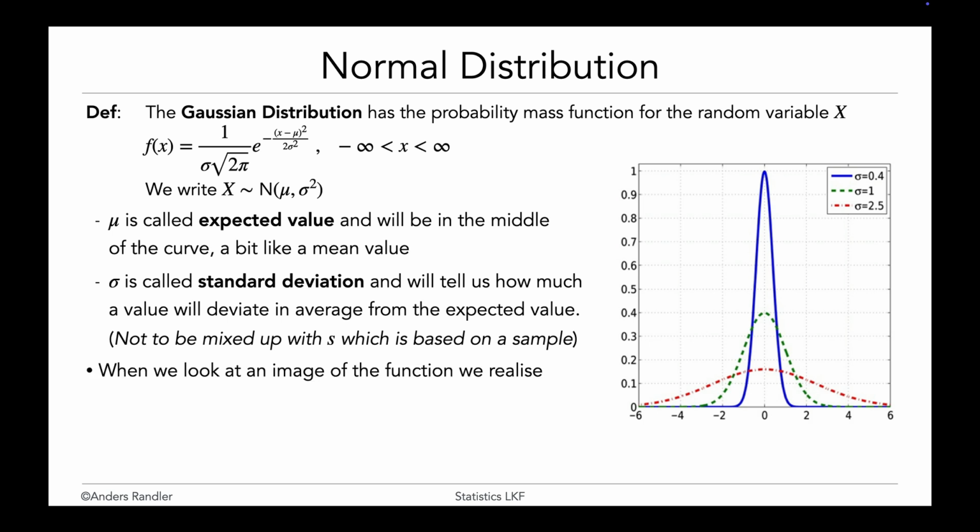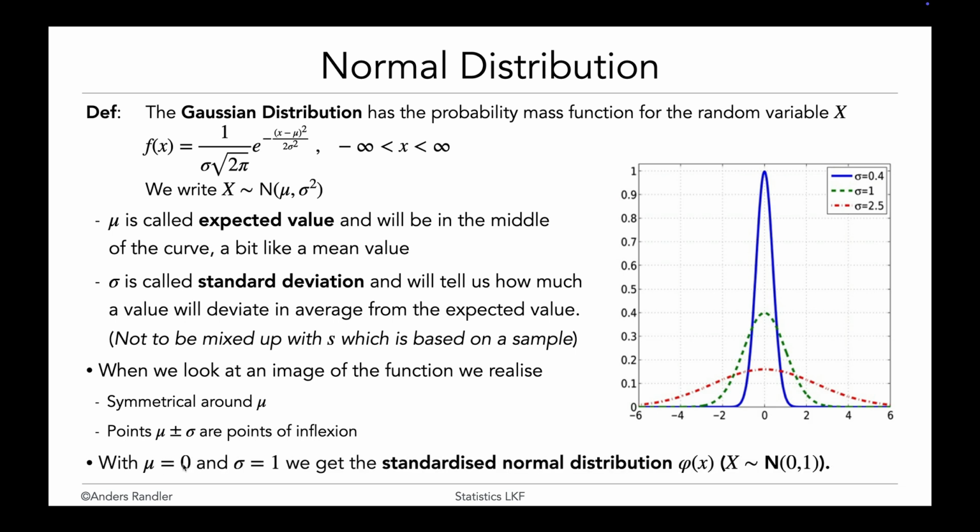When we look at an image of the function, we realize that it is, like I said, symmetrical around mu. Also, I don't know if you remember what an inflection point is, but that's a point where the derivative will switch from going up to going down. Here we have an increasing derivative, and somewhere here it starts decreasing again. That's an inflection point. That's not really important, but it's interesting. With mu equals 0 and sigma equals 1, we get the standardized normal distribution, and that has a specific name, which is phi of x, and we will come back to that quite a bit later.